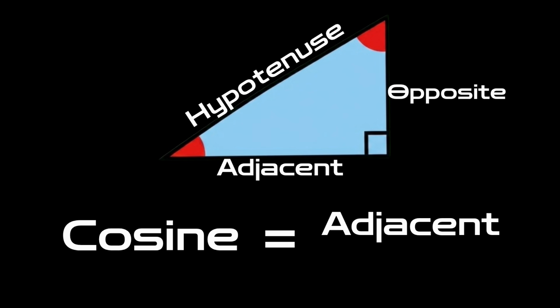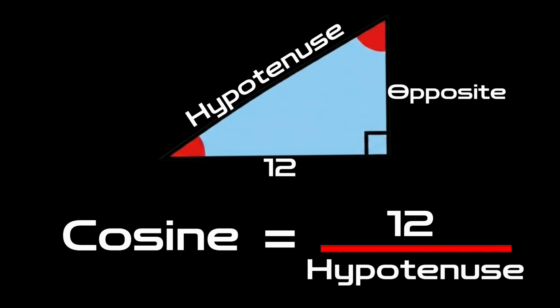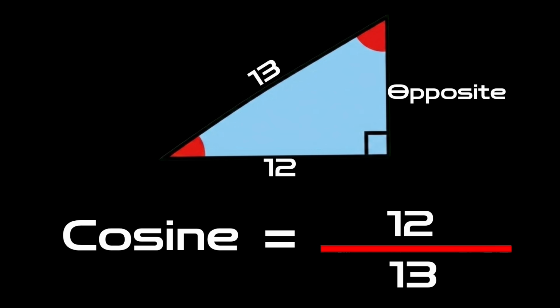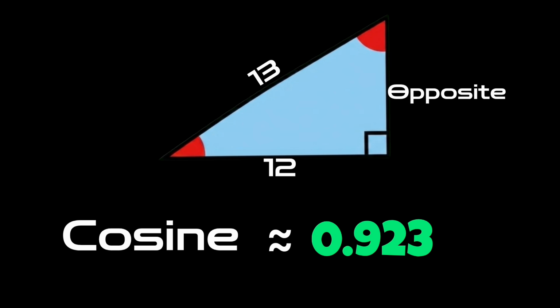The second one is cosine. Cosine equals adjacent divided by hypotenuse. Suppose the adjacent side equals 12 and the hypotenuse equals 13. 12 divided by 13 equals approximately 0.923.